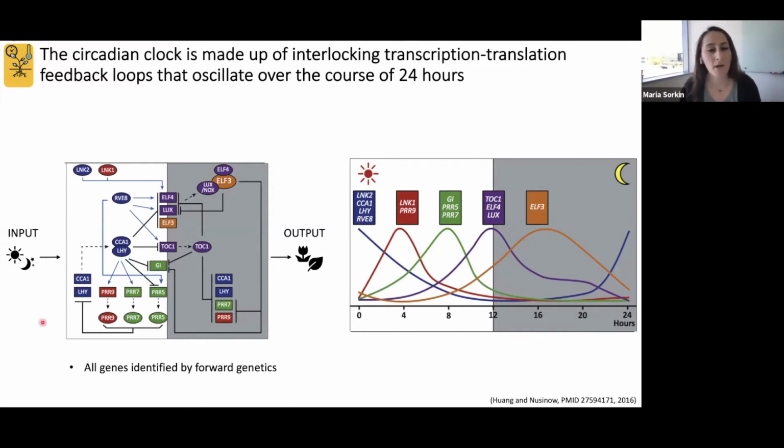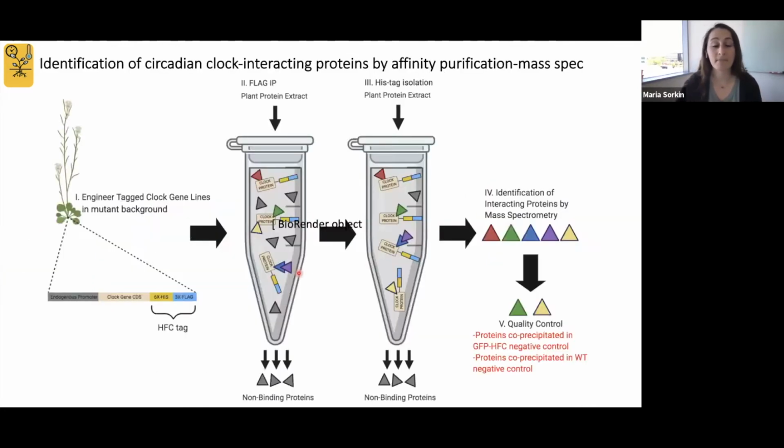And one thing about the clock oscillator is that all of these components have been identified by forward genetics. And so in the Nusinow lab, we take a proteomic approach to identify new circadian clock components and even connections between environmental input pathways and physiological output pathways. And the way we do this is using a method called affinity purification coupled with mass spectrometry.